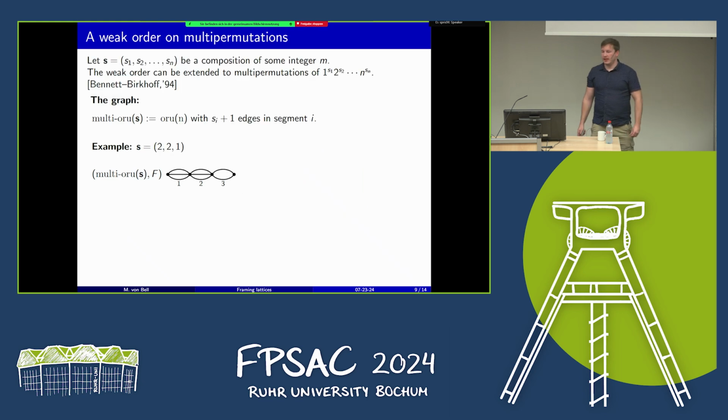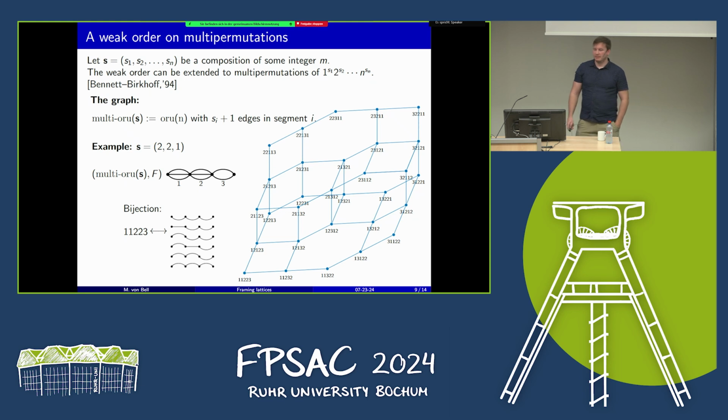But this can be extended to a weak order on multi-permutations, which is less common. You start out with a parameter s, which is a composition of some integer m, but it has length n. For every number 1 through n, we have s_i copies of that number i, and take all the multi-permutations like that. You also go up the lattice by doing adjacent transpositions that are increasing. So you have this multi-Aruga graph now, this multi-caterpillar, and you build it just like the caterpillar, but you have s_i plus 1 edges in the ith segment based on your parameter s. So there's one example, and the lattices get big very quickly. And the bijection works out exactly the same as it did in the regular weak order case.